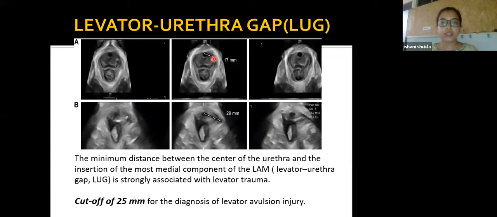Here we can see the levator ani muscle is intact, with a levator urethra gap of 17 millimeter. But here we can see the distance is 29 millimeter and a hypoechoic area can also be seen here. So this is left side levator ani muscle avulsion.